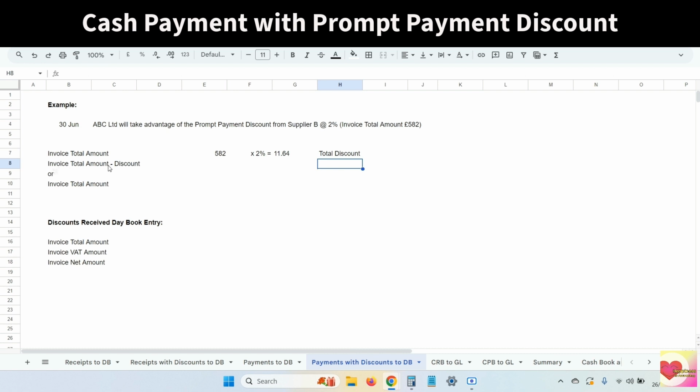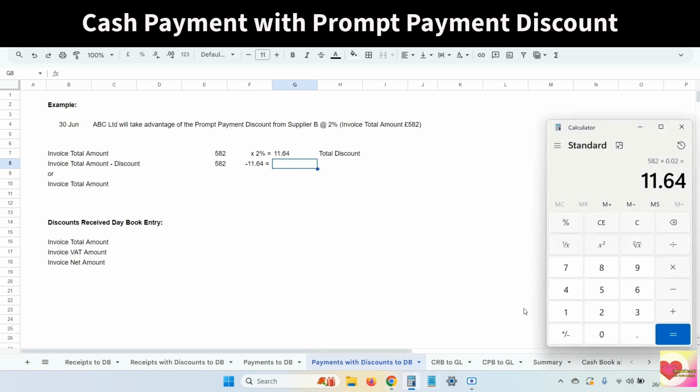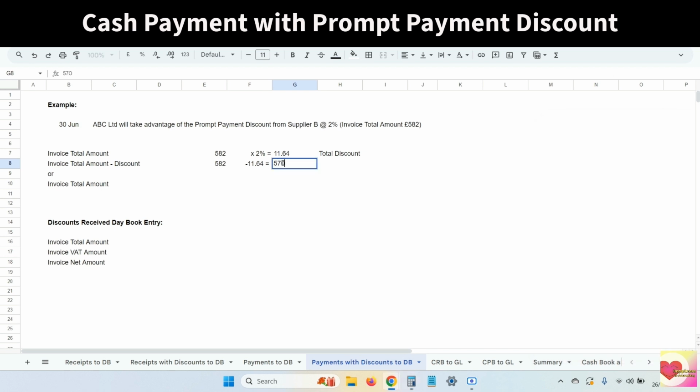And from the invoice total amount, we have to deduct that discount. So it's 582 minus 11.64, and we got 570.36. This is the total amount after prompt payment discount. And this is the amount that we should pay to Supplier B.